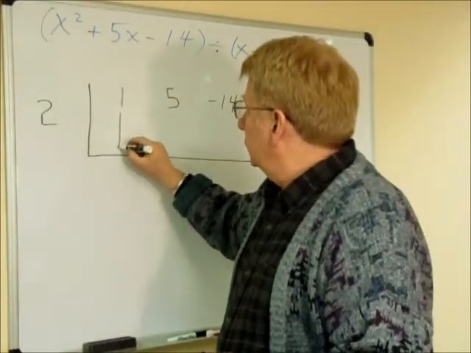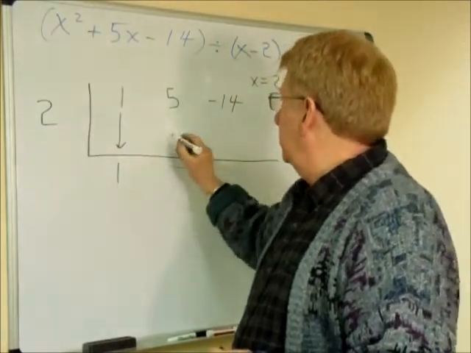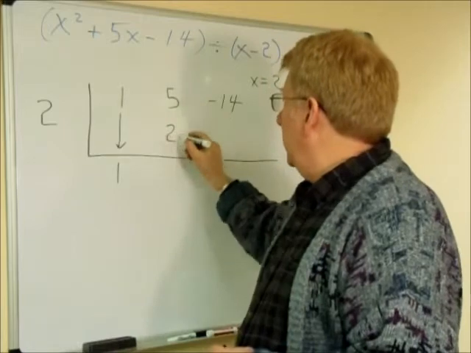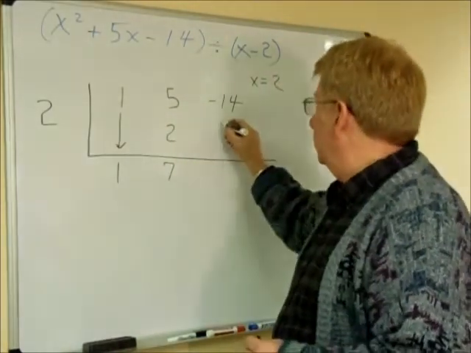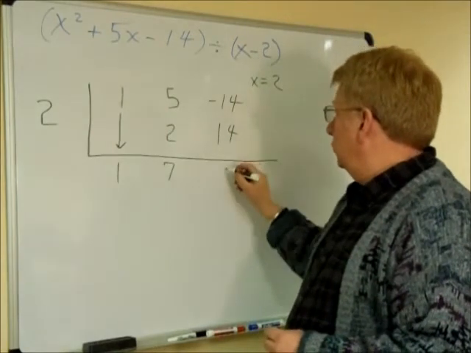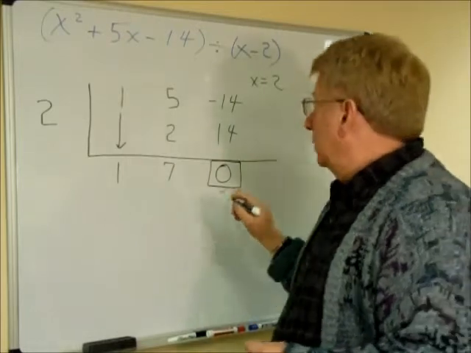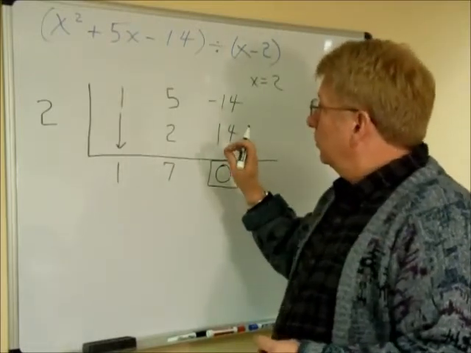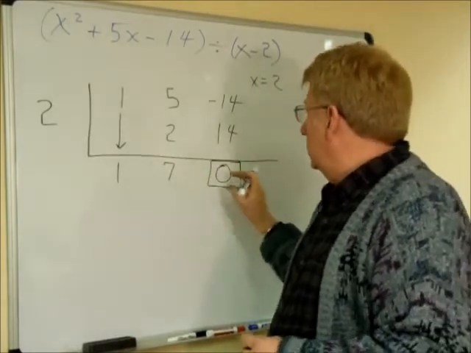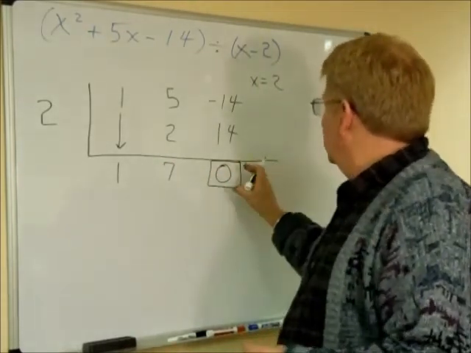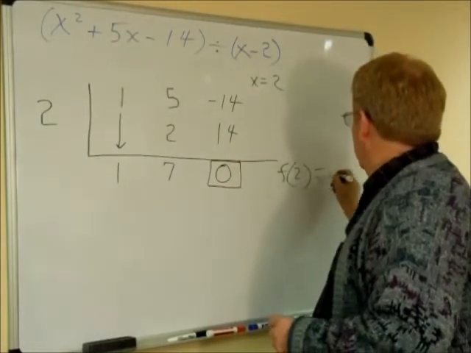We'll carry this first coefficient down. Then we'll take 2 times that, which gives us 2. Add those, we get 7. We'll take 7 times 2, which will give us 14. Add those two, and we get 0, which would be the remainder. So by synthetic substitution of x equals 2, we end up with a function of 0. So f of 2 is equal to 0.